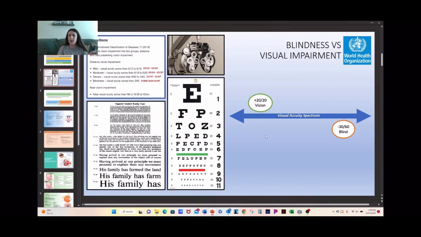So now with this understanding, we can view visual impairment as more of a spectrum of visual acuity. In terms of distance, 20/20 would be on the far end of the spectrum, relating to the most accurate, and blindness would be on the opposite end, relating to the least accurate.